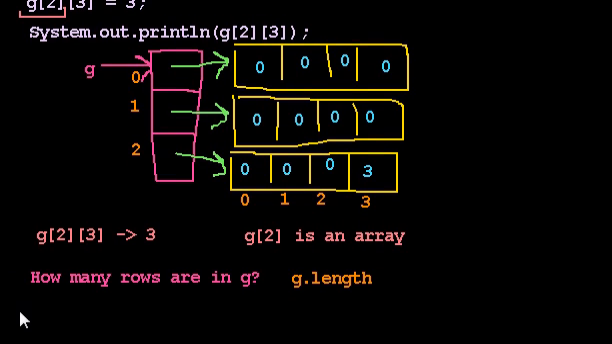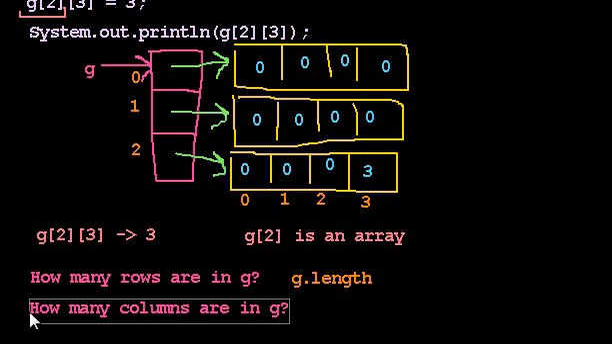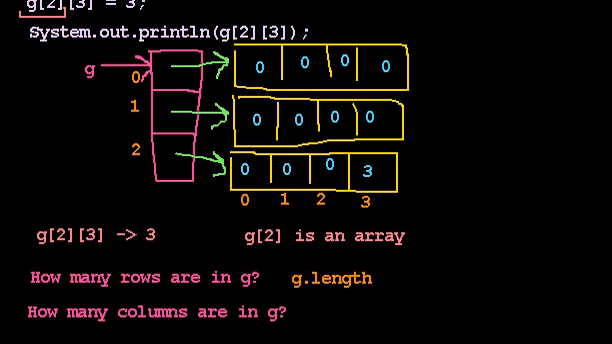Okay, then let's ask how many columns are in G. How do we determine how many columns are in G? Well, if I want to know how many columns, the answer is 4, and 4 is the length of each of these arrays. So if I could just get one of those arrays, let's get the first array, that's G0. I get that first array, and I ask it for its length. That tells me how many columns I have.